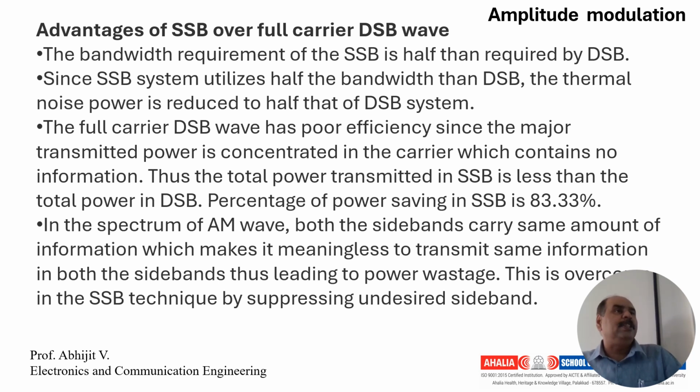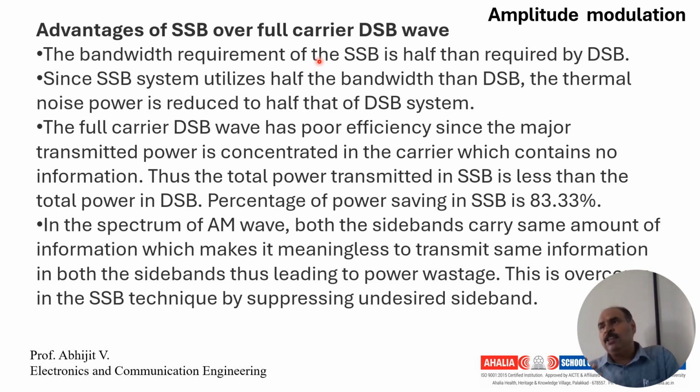Next is a very important question that often appears in your exams. What are the advantages of single sideband systems over a full carrier double sideband systems? The bandwidth requirement for an SSB is naturally half, because you are sending only half the signal, than by the DSB. Since single sideband system uses half the bandwidth, all the other advantages are related to this. You are transmitting lesser information, you have more advantages.